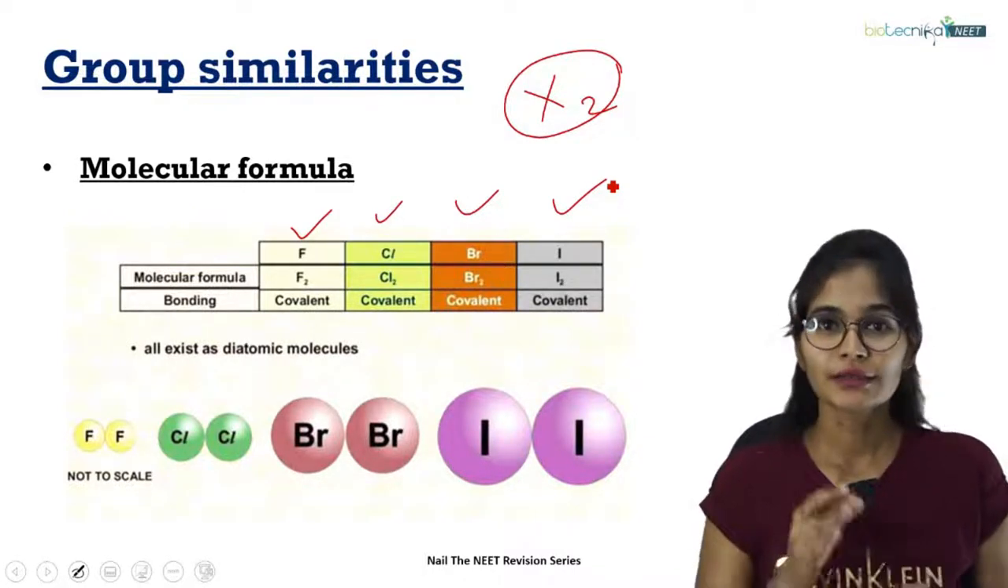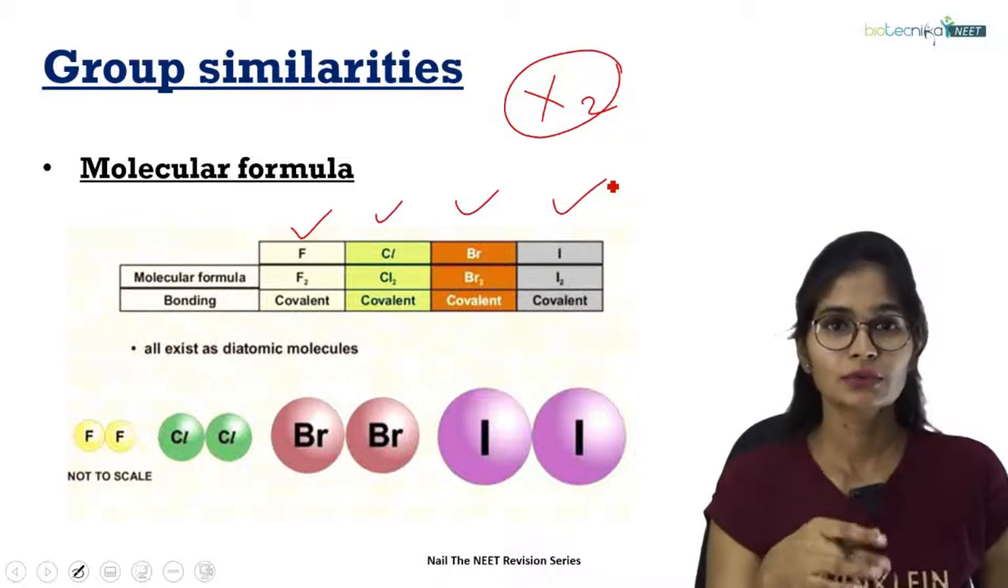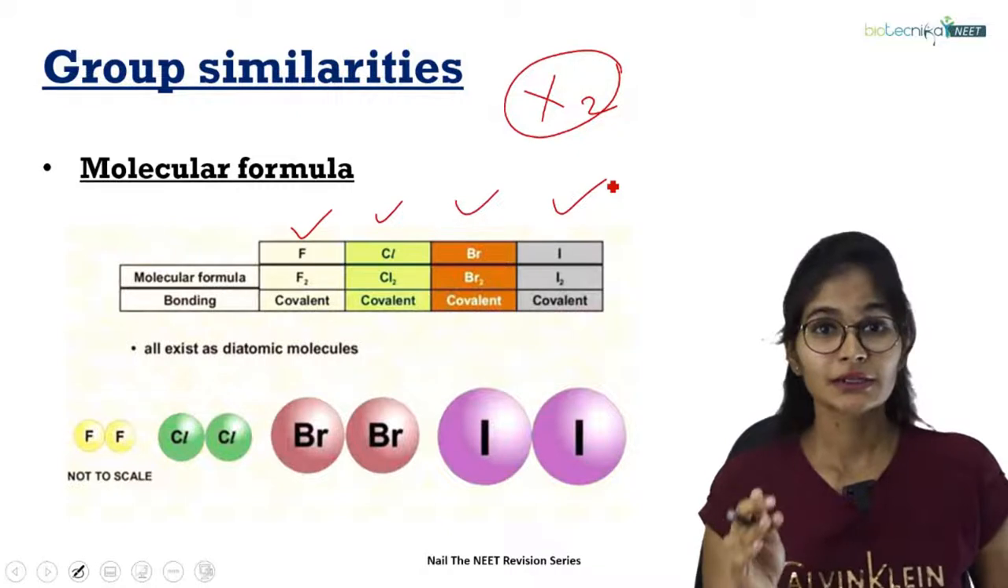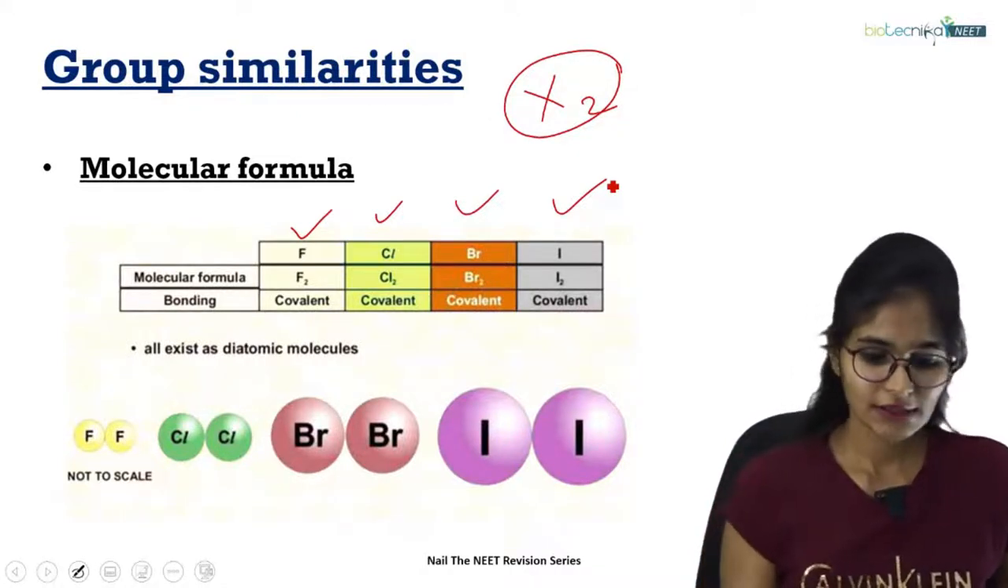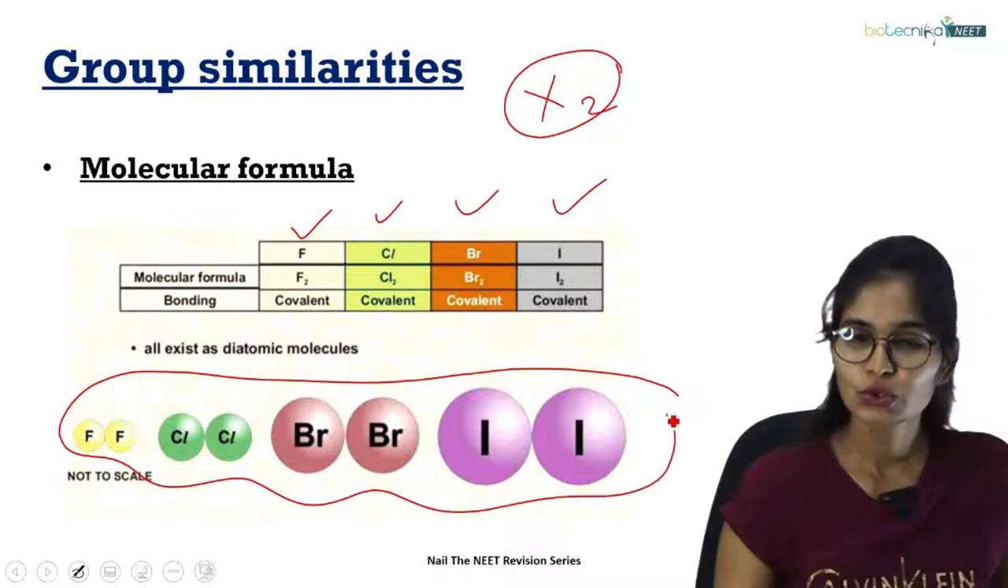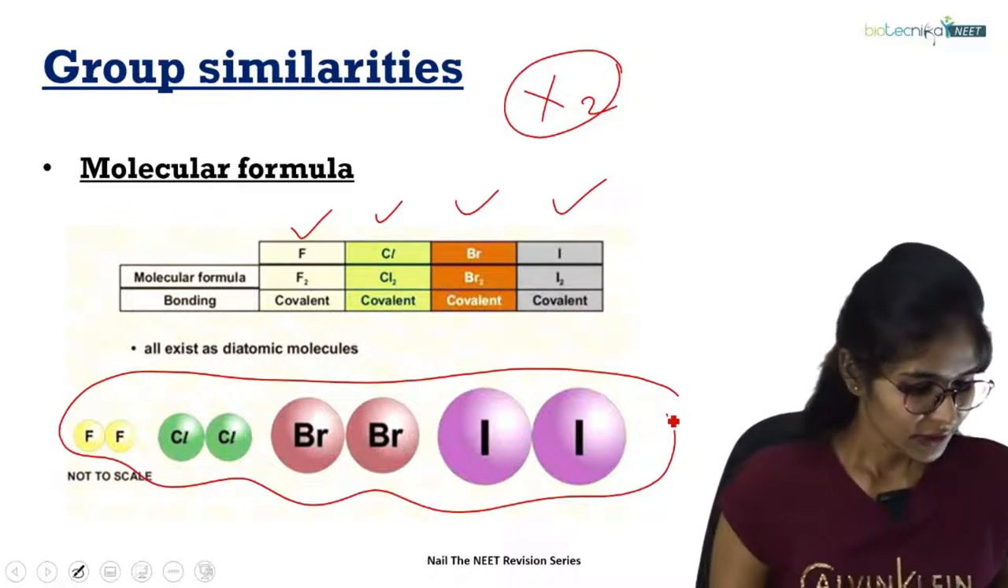As you go to higher order molecules, the covalent nature increases overall when you react completely with the metals. These are the structures you can see with respect to the F2, Cl2, Br2, and I2 molecules. And now coming to the next part.